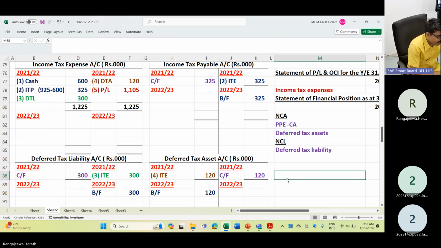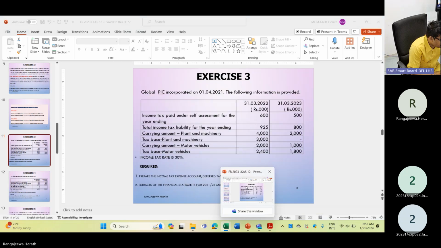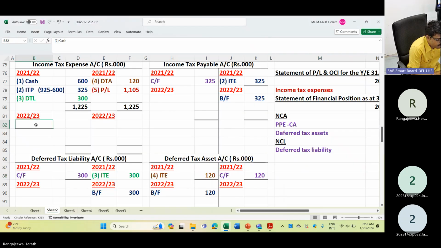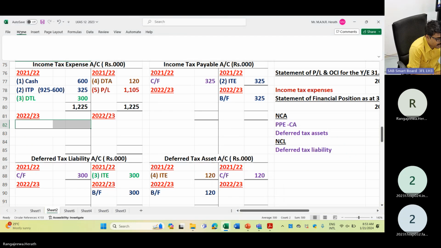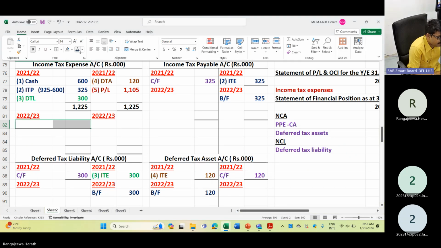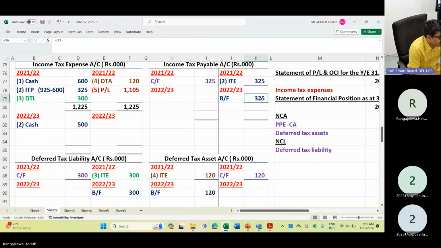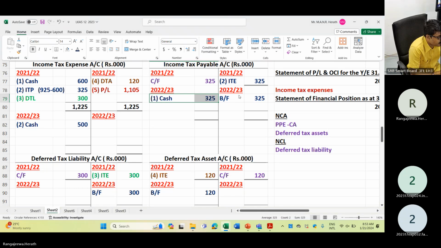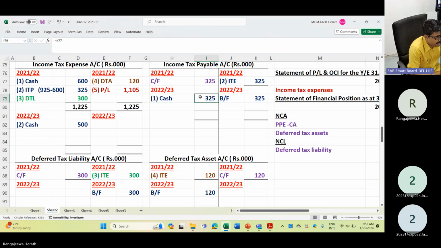In the second year, given second year tax paid under self-assessment 500, total income tax liability 800. Sorry, prior to that, last year's payable we have to settle first. Tax payable 325, we pay that. Cash credit, debit tax payable.